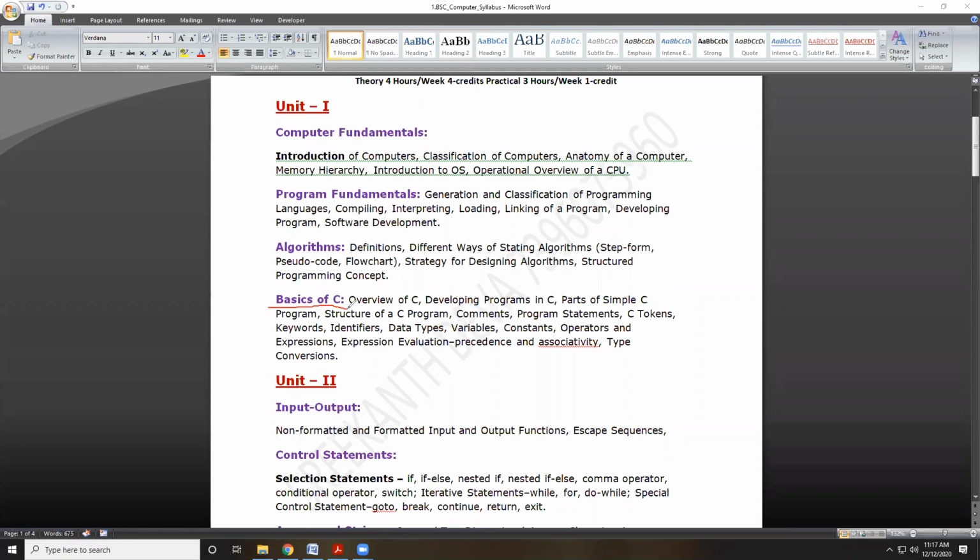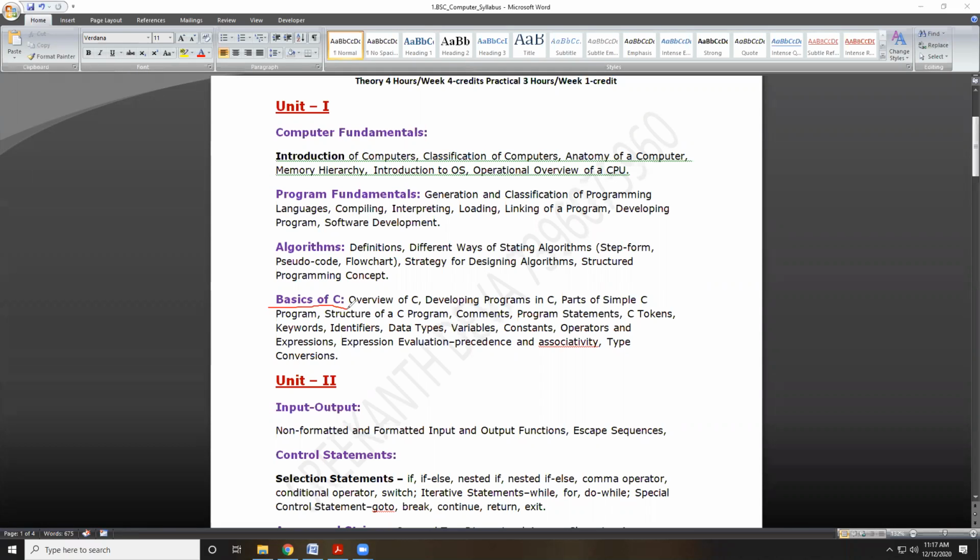After that, we are learning about the syntax of C language, and how to write a program using C language. And we discuss one simple basic program like the hello world program. Using C syntax, how to write that program, how to compile it, and how to execute that program.